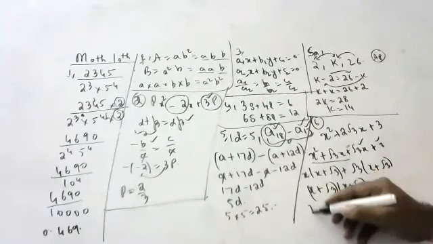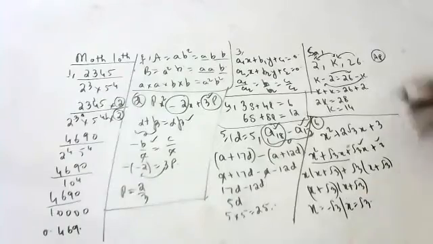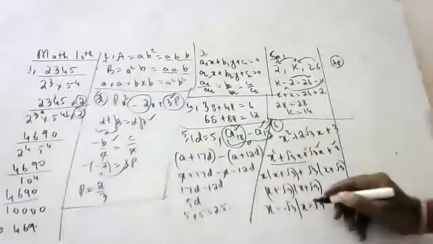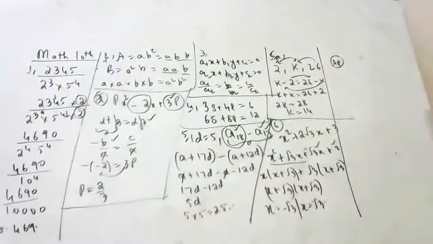So x is equal to minus root 3. x is equal to minus root 3. Sir, minus root 3. The other one is also minus root 3. Next, children, next question.